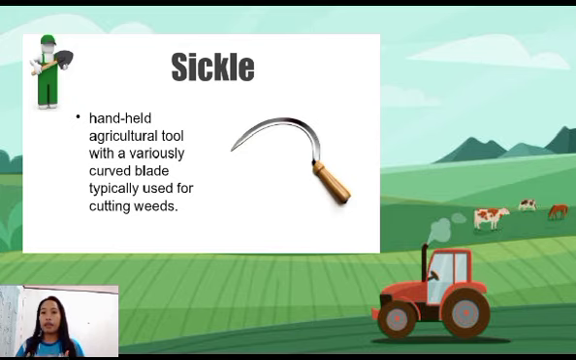Then the next one we have is the sickle. It is a handheld agricultural tool. It has a curved blade typically used for cutting weeds. It is a handheld cutting tool with a curved blade specifically designed for cutting weeds.